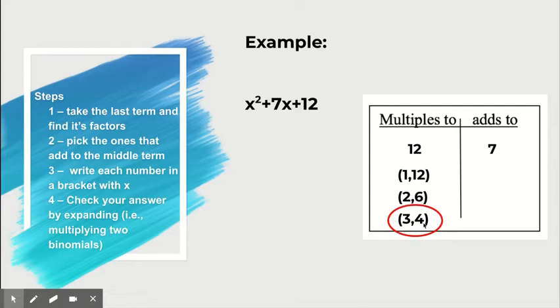And then you just write each number in a bracket with x. So we go x plus 3 and x plus 4. You could check your answer by expanding this out, so FOIL, and you'll end up with this.